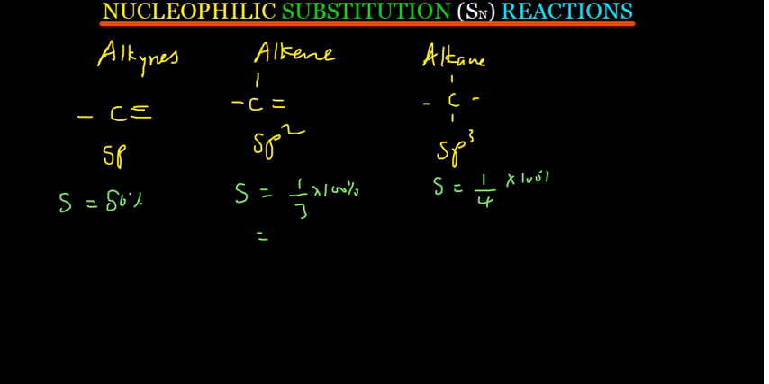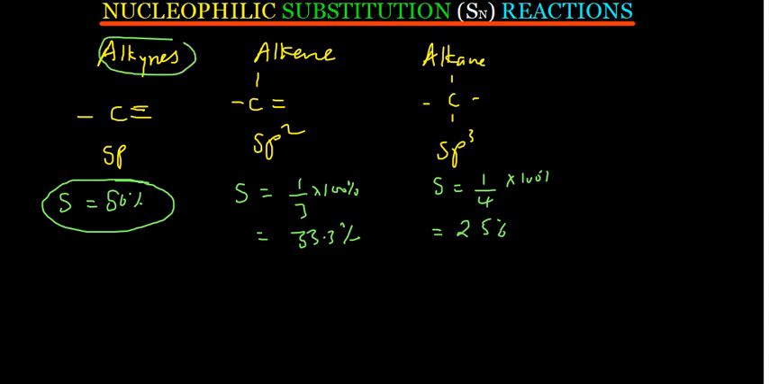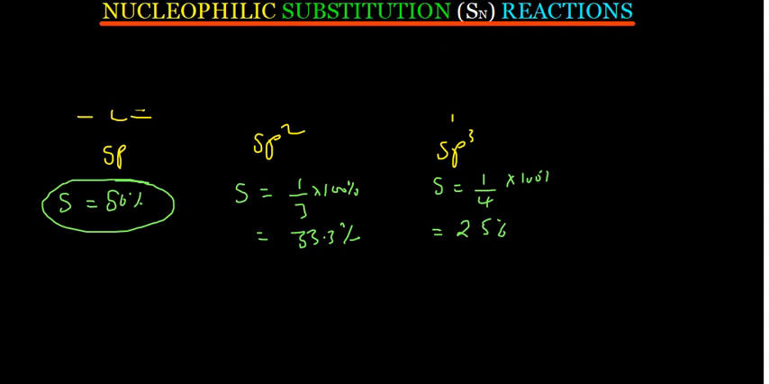So 1 out of 3 times 100, that is basically 100 divided by 3. That is going to give us 33.3% s character. And then in the other, 100 divided by 4, that is going to give us 25% s character. So we are seeing that in alkynes we have got a higher percentage of s character than in alkenes, and in alkenes more than in alkanes. So meaning that alkynes are going to form stronger acids in comparison to alkenes and alkanes.